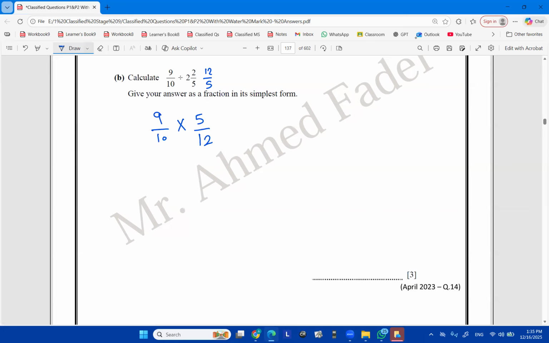Simplify, then multiply. Divided by 5 is 1. Divided by 5 is 2. Divided by 3 is 3. Divided by 3 is 4. So it's going to become 3 over 8.